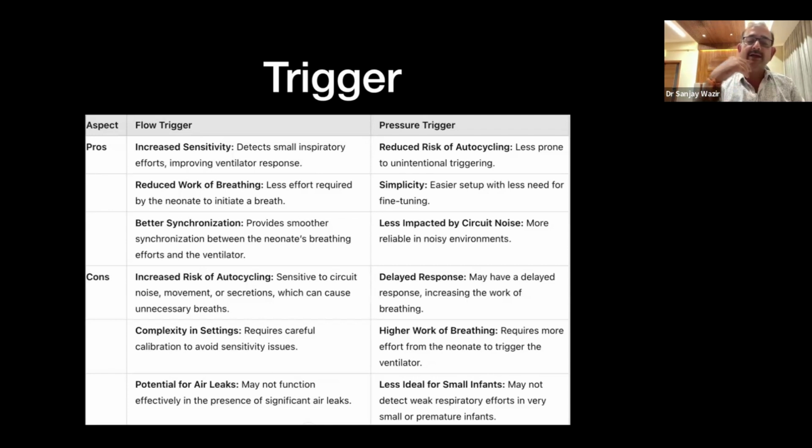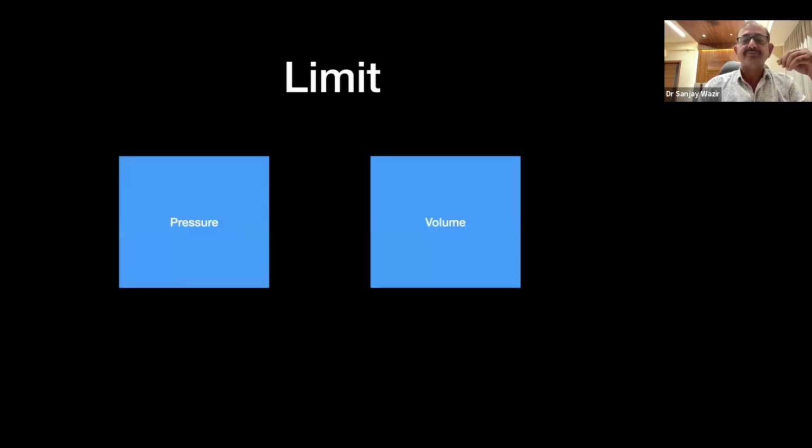And of course, it may not function effectively in the presence of significant air leaks. In those scenarios, pressure triggering is slightly better. So for very small children, we need to look at flow triggers. That should have our first priority. But if we have a very large leak, sometimes flow may not work, so you may use pressure if you have a choice between the two. But most ventilators nowadays have only one kind of triggering available.